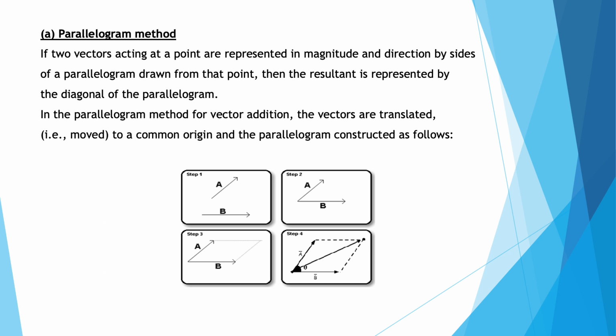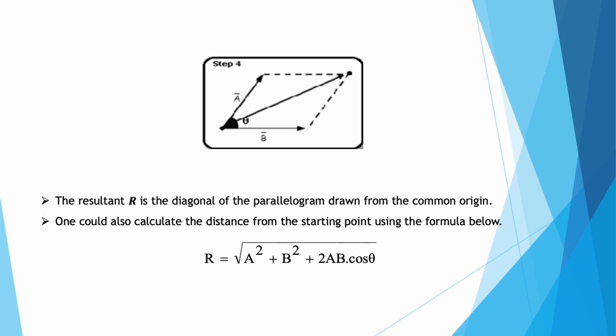Then we have to construct a parallelogram. We have to draw parallel lines corresponding to A and B. We can use a compass as well. After that, we have to draw a diagonal. That diagonal gives the direction of the resultant vector. Keep in mind, the diagonal has to be drawn from the common origin. Here it is given in step 4: the resultant R is the diagonal of the parallelogram drawn from the common origin.